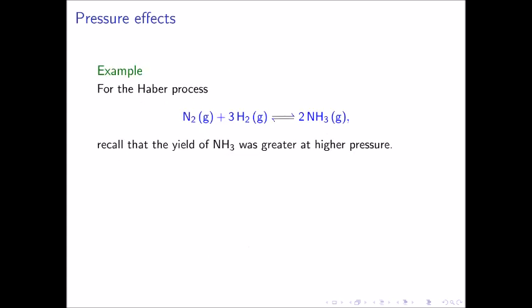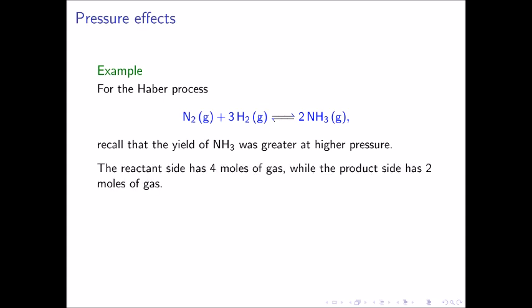Let's return to the Haber process. The chemical equation is nitrogen gas plus 3 hydrogen gas forming 2 ammonia gas. Recall from earlier in the lecture that the yield of ammonia was greater at higher pressure. Looking at the chemical equation, we see that we have 4 moles of gas on the reactant side, 1 mole of nitrogen, and 3 moles of hydrogen. The product side has only 2 moles of gas, or 2 moles of ammonia.